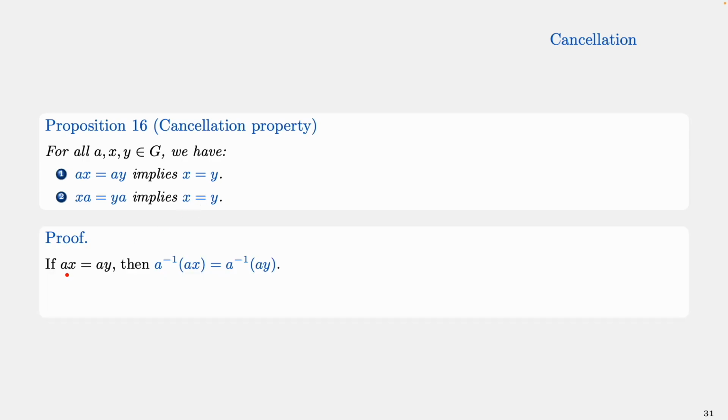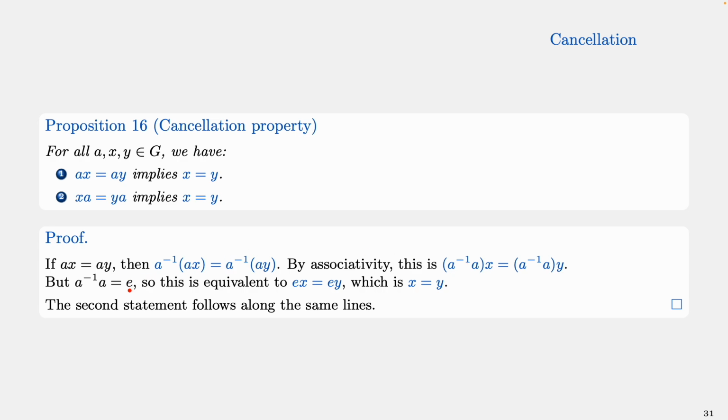For a proof, let's look at AX equal to AY. Then we can multiply both sides with A inverse, and because we have associativity, we can group the A inverse and the A together. Those two cancel out because this is the neutral element, so we're left with EX equal to EY, but because E is the neutral element, this is just X equal to Y. So we've seen by a few equivalent manipulations that this is equivalent to this. And the second one we can prove along the same lines.